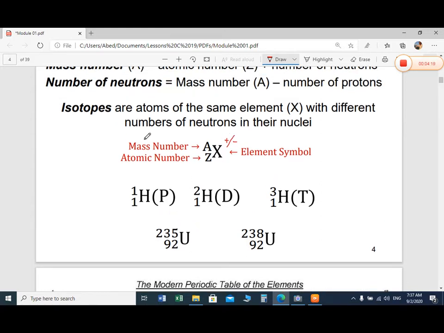Isotopes are the atoms of the same element with the same atomic number but different mass number. So let me tell you one piece of information, that in an atom there are 3 particles: protons, electrons and neutrons. You cannot change the number of protons. The number of protons will remain the same. If you change by some way the number of protons, the element itself will change.